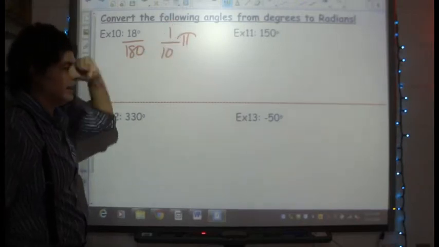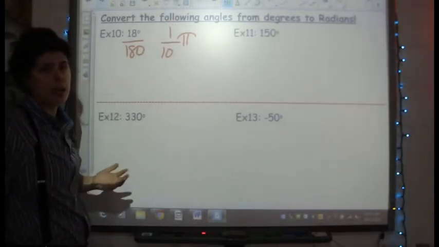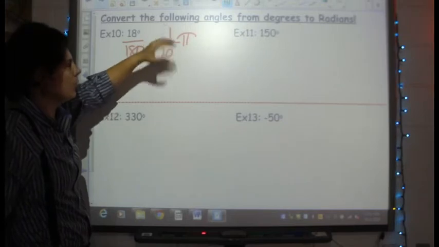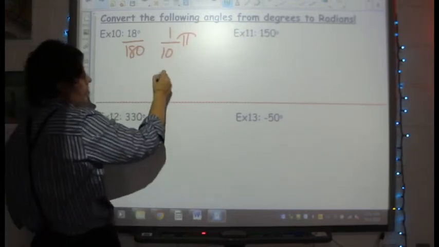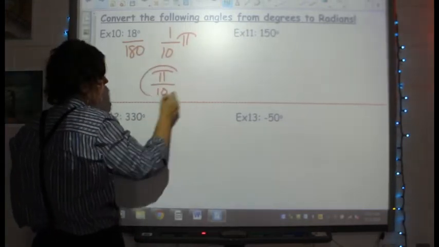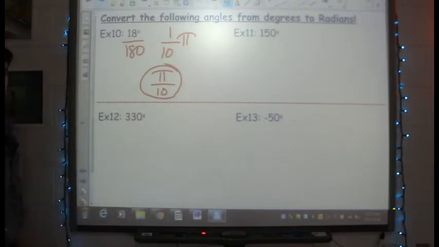1 over 10 pi is absolutely correct. However, math people don't tend to write it that way. This 1 is kind of a placeholder, and they're kind of lazy. So most math people are going to write it as pi over 10. That's how you're going to see it written, as pi over 10.